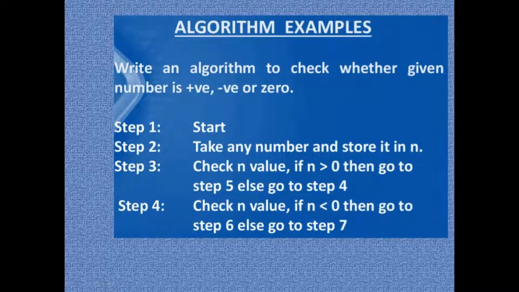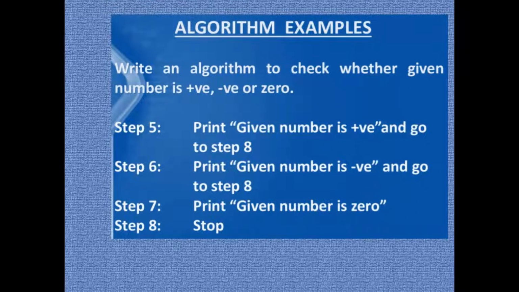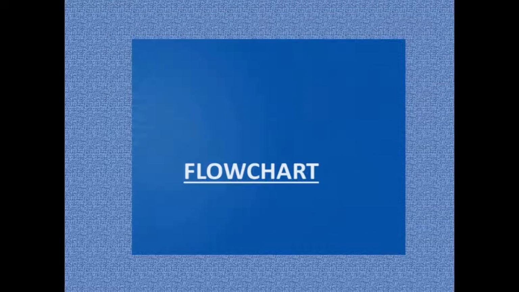To check whether a number is positive, negative, or 0, we start the program. We take any number and store it in n, n being the number. Then we check the value of n. Now, if n is greater than 0, then we go to step 5. Else, we go to step 4. Step 4 is checking the value of n. Now, if it is less than 0, then we go to step 6. Else, we go to step 7. In step 5, we print that the number is positive and we go directly to step 8, which is we stop the program. Else, we print the given number is negative and then stop the program, or we just print the given number is 0.